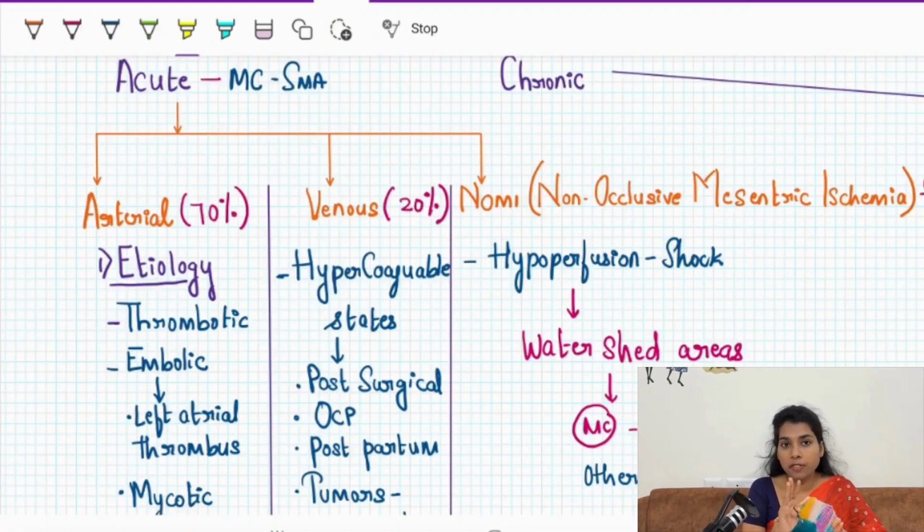So in exams, if someone wants to test you, they'll usually give NOMI, that is non-occlusive mesenteric ischemia, to test your knowledge. Now we'll look at the etiology, pathogenesis, imaging features, and how we treat each of these in a tabular format so that we understand clearly the differences between all three conditions, right? Among all three conditions, which is most common? Arterial. Arterial occurs in 70% of the cases, whereas venous in 20% and NOMI in another 20% of the cases.